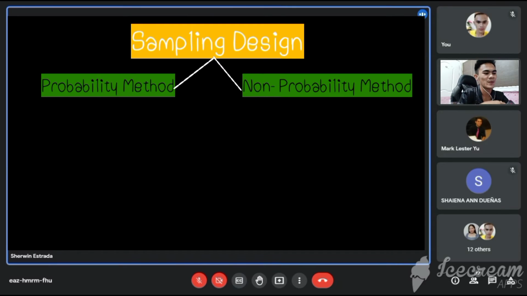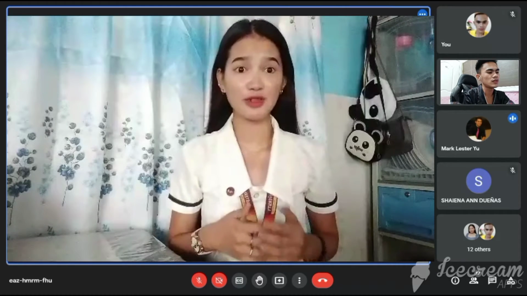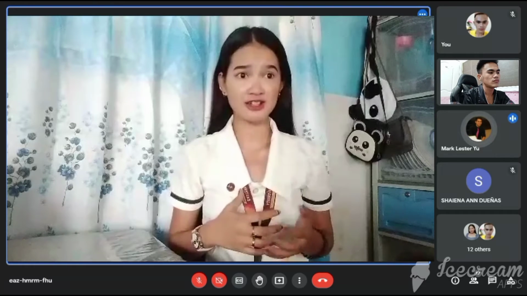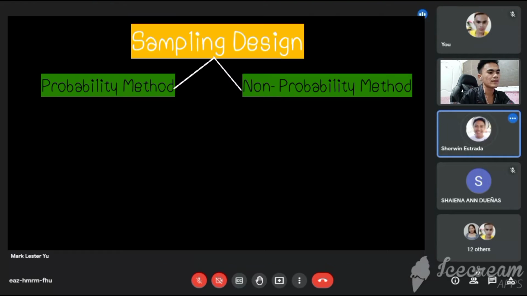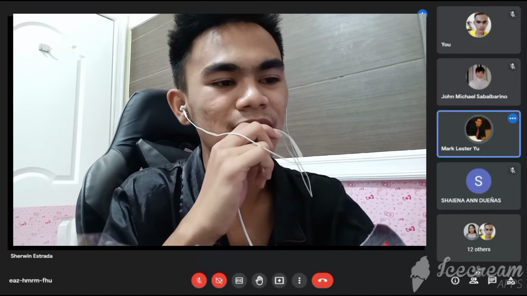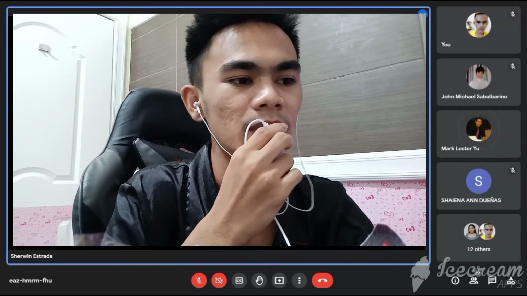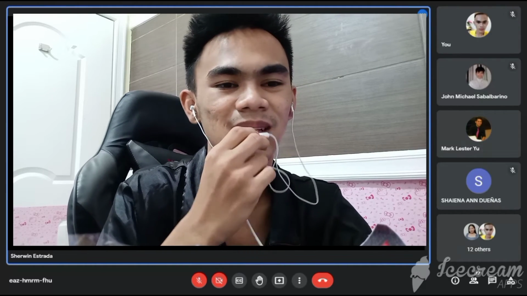How about non-probability methods? A non-probability sampling is a method in which not all the members of the population have an equal chance of being a respondent. Anyone from the class knows the types of sampling design under probability sampling? Yes, Mark. The types are simple random sampling, stratified random sampling, systematic sampling, and cluster random sampling.